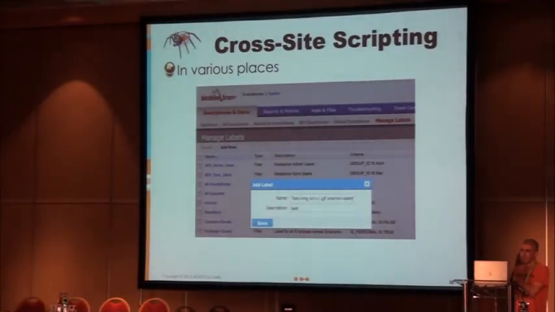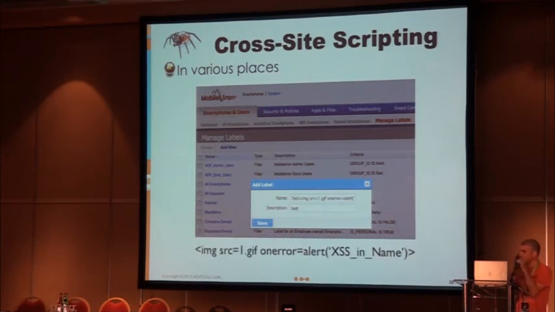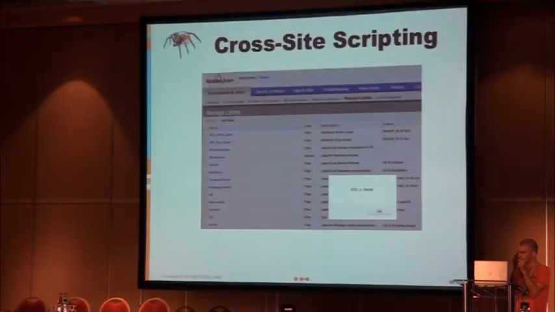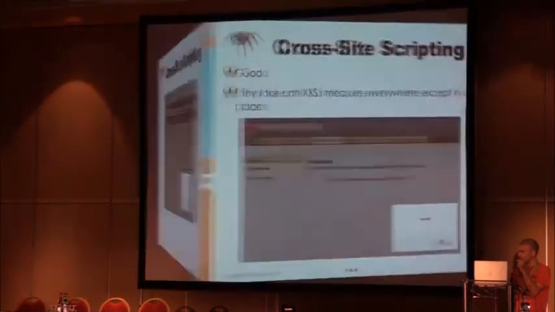The next step is to try to find cross-site scripting, and there is cross-site scripting in various places. It's not very complicated. In this example, it's in labels. You can define some labels and some rules in labels, and after the name you choose, you put, for example, this. It's a simple image tag with an image which does not exist, and an error is triggered, and you have this. It's very simple cross-site scripting. And there is cross-site scripting in various places.